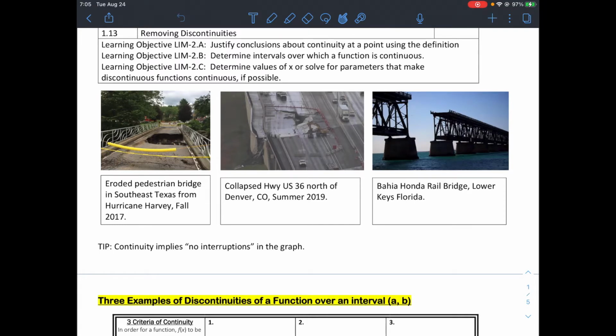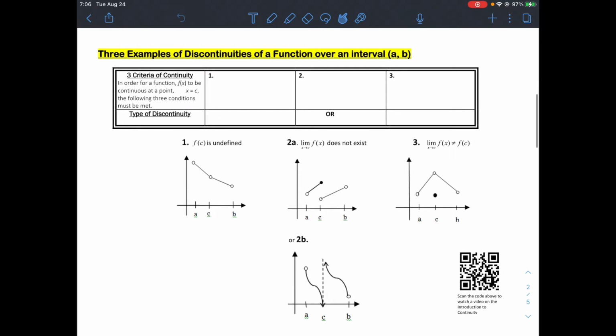be not continuous. We can see a couple bridges here, a couple roads where pieces have been removed or just fallen. So these would be not continuous, okay? Continuity basically means that there's no interruptions, and you can see from these pictures there's major interruptions in each. So in a graph, there's three examples of discontinuities of a function or interval. Three different ways we can see where a function might be not continuous or discontinuous.